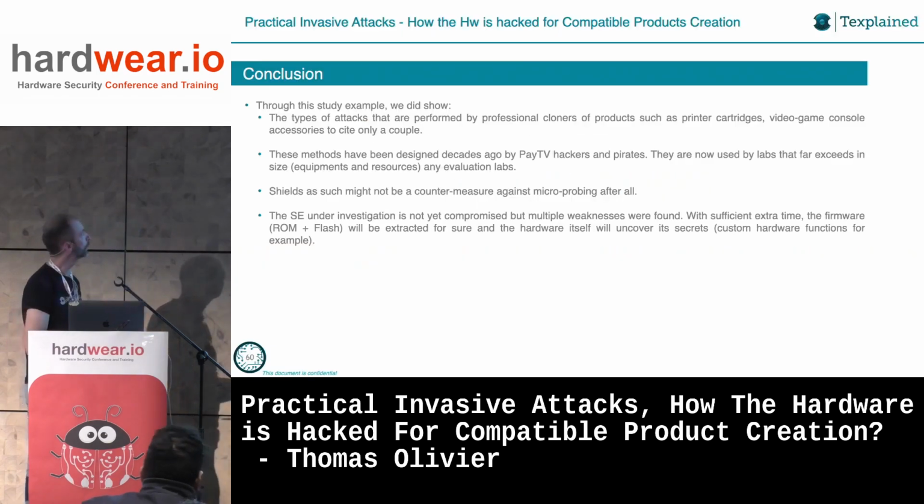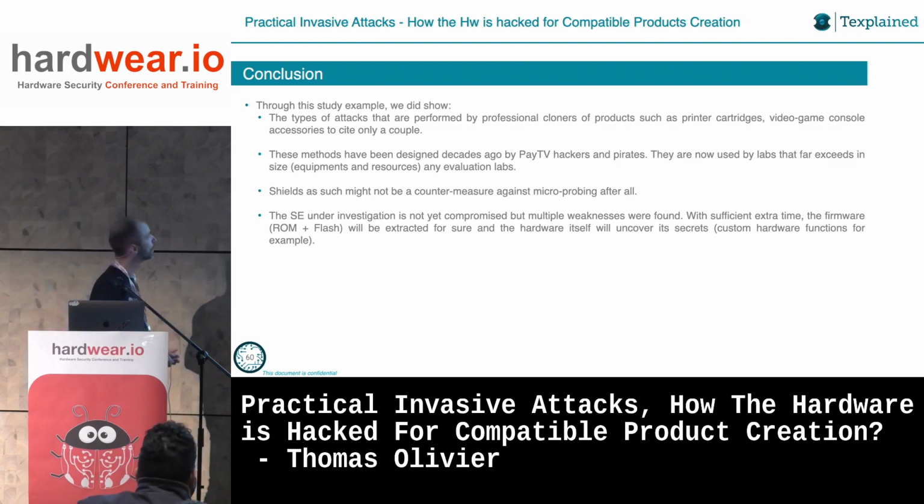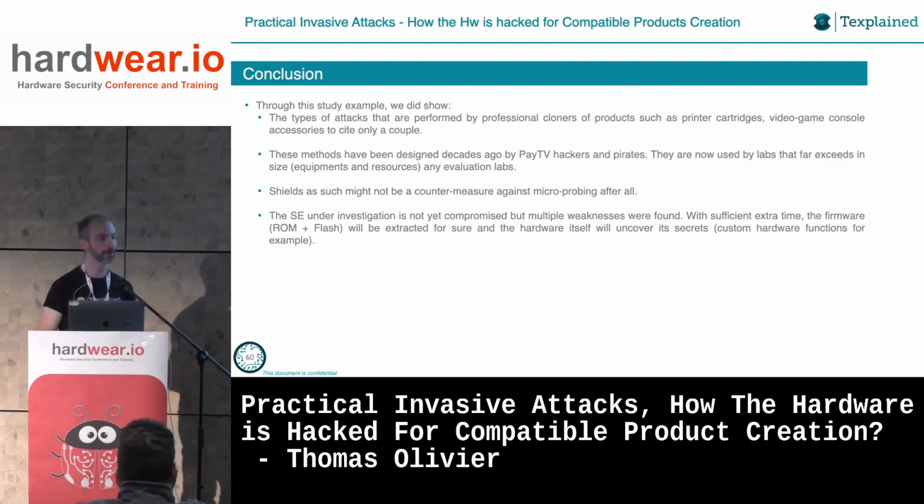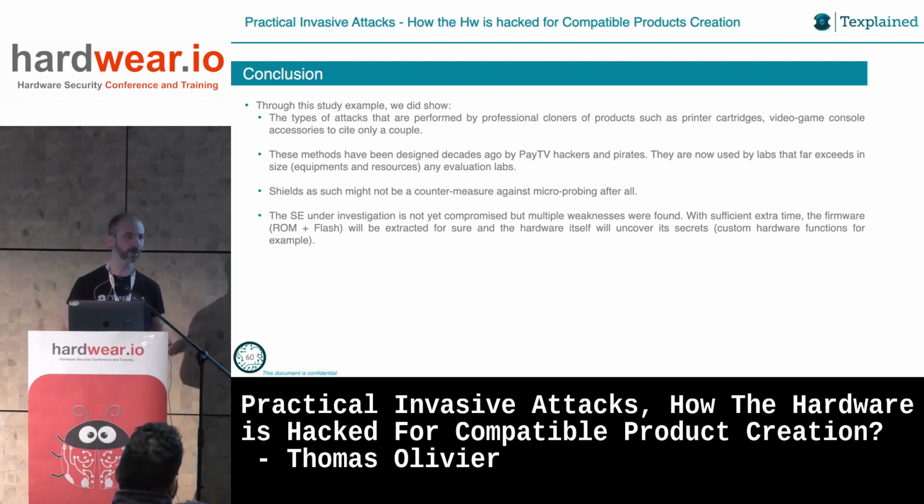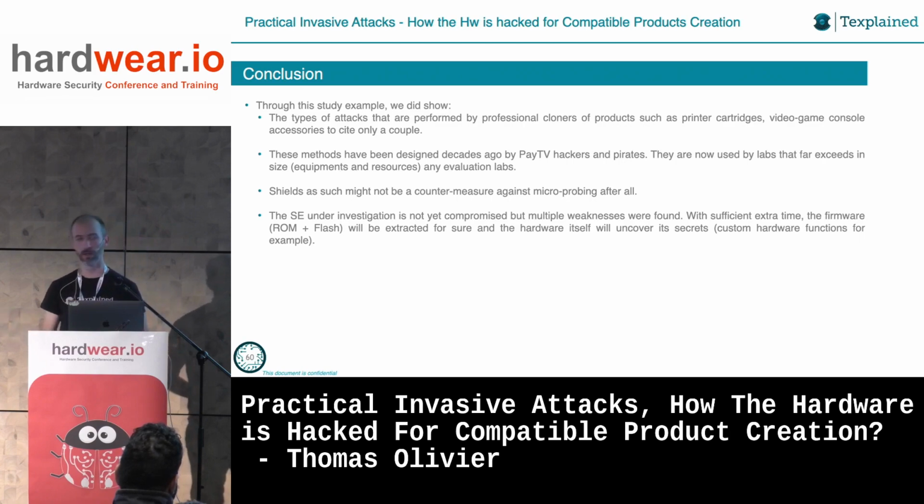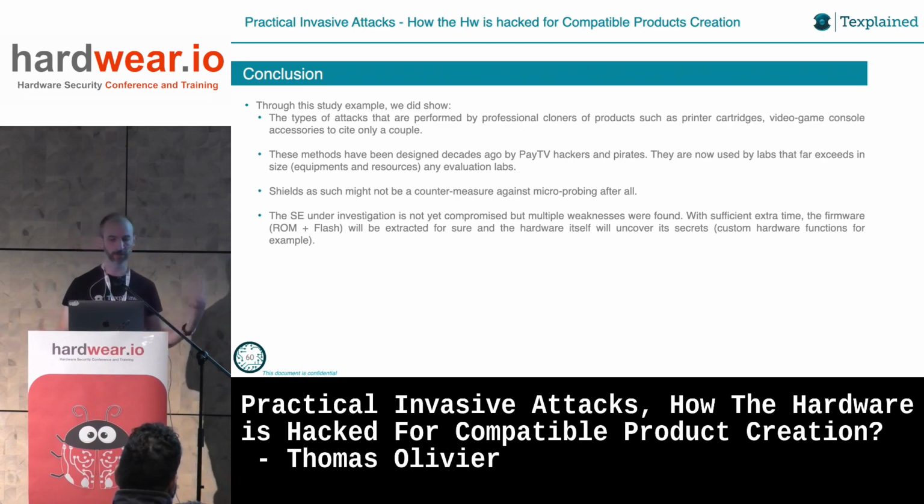For my conclusion, what can I say? With the talk we tried to show you the process, the thinking process. What is an invasive attack? What do you do? How hard is it? How long can it take? I think you can see that it's not an easy thing. Modifying micrometer wide structures with the FIB to probe, and having no more information. It's a tough thing.